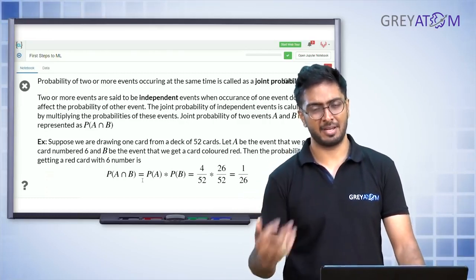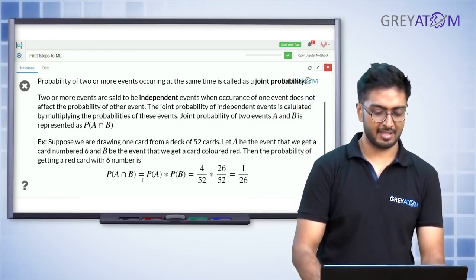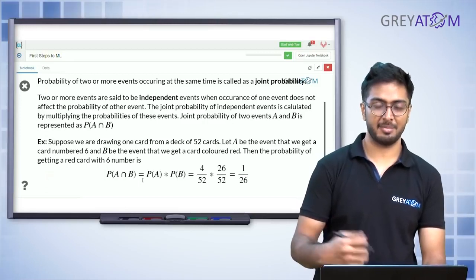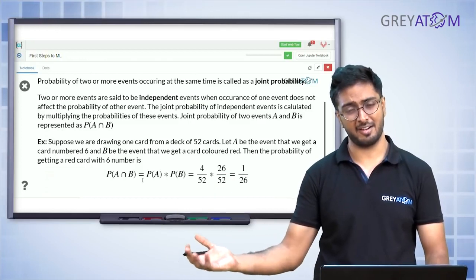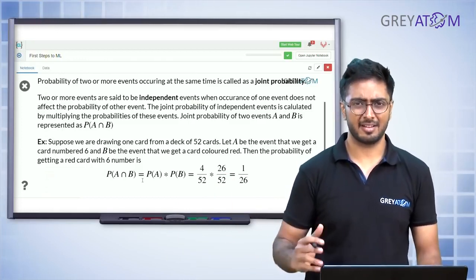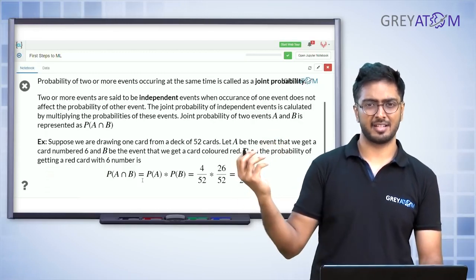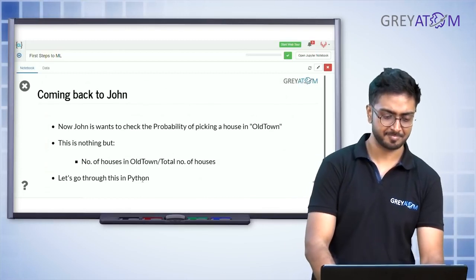So this is the concept of independence of events, right? In this case, you can see that the events A and B are independent. The event that we get a card numbered 6 is completely independent from the event that we get a card colored red, right? They are not dependent in any which way. You can get a number 6, and I can get a red card as well. There's nothing which particularly joins them.